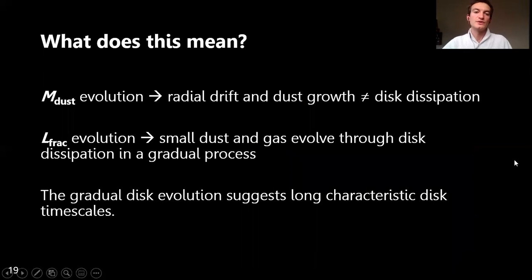So what does this mean? We see that the millimeter disk dust mass evolution is linked to radial drift and dust growth, but not disk dissipation. And then the fractional disk luminosity evolution is of small dust and the gas, which evolves through disk dissipation in a gradual way. The gradual disk evolution, however, suggests long characteristic disk timescales.